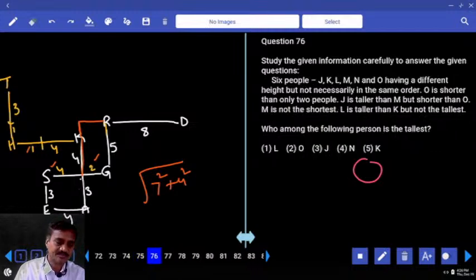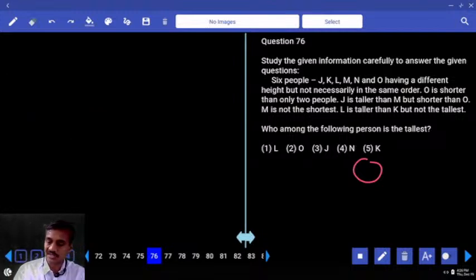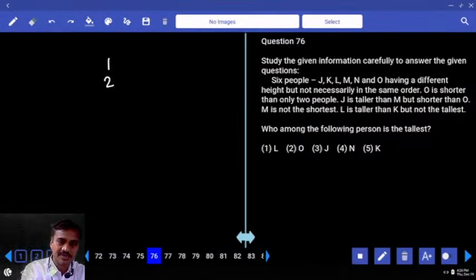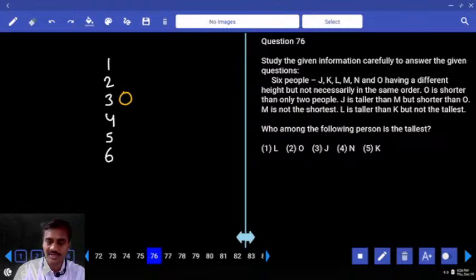Then 76 and 77. Now 2 questions on comparison, and definitely under the first priority. Here, how many people are there? There are 6 people: 1, 2, 3, 4, 5 and 6. Then O is shorter than only 2 people. As O is shorter than only 2 people, O must be at the third place. And J is taller than M but shorter than O. And M is not the shortest. As M is not the shortest, M is here, then J must be here.